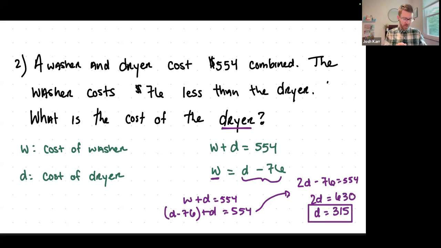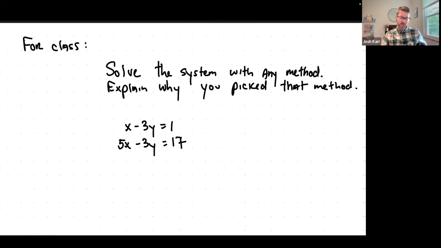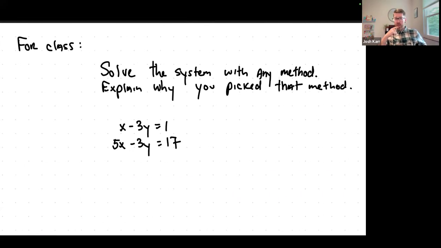All right. Again, be sure to go give those a try. Bring all the questions you got for class. Main thing is being able to write those sentences, right? And then once you've got that, the rest is probably pretty straightforward. For class, I've got a system written down there with those two equations. I want you to solve the system with any method that you would like and explain why you picked that method. Okay? Bring anything you need to class.